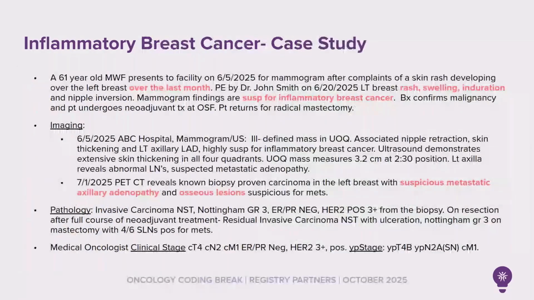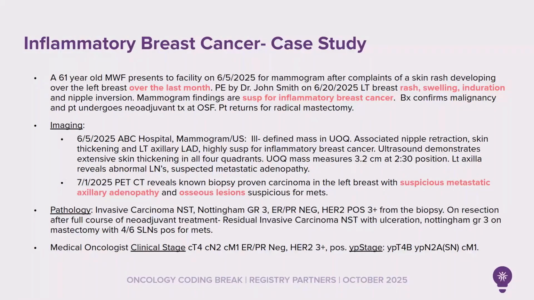Let's look at a case study for inflammatory breast cancer. A 61-year-old married white female presents to the facility on 6/5/2025 for a mammogram after complaints of a skin rash developing over the left breast over the last month. Physical exam by Dr. John Smith on 6/20/2025 shows a left breast rash, swelling, induration, and nipple inversion. Mammogram findings are suspicious for inflammatory breast cancer. Biopsy confirms malignancy and patient undergoes neoadjuvant treatment at an outside facility. Patient returns for a radical mastectomy.